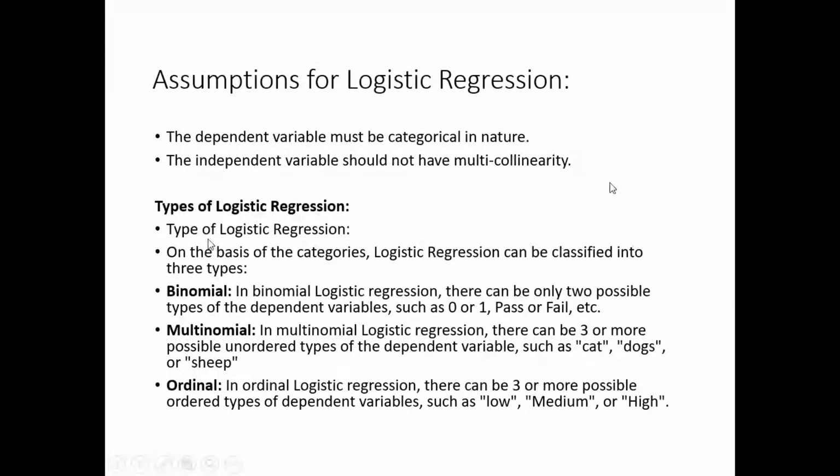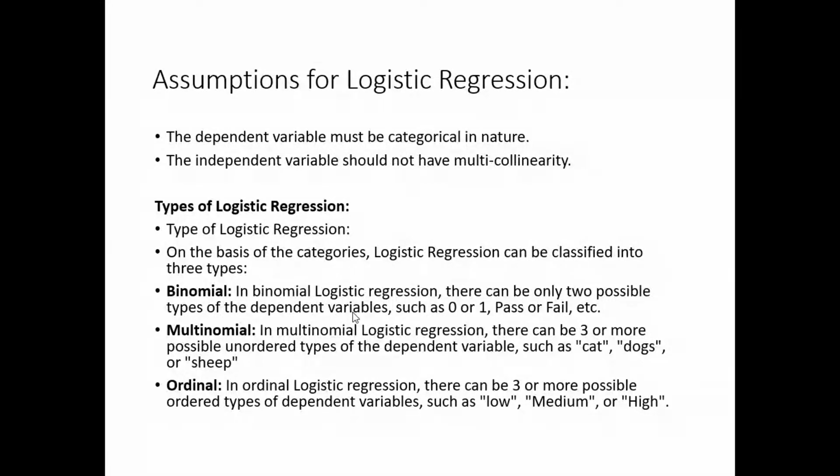Types of logistic regression on the basis of categories. Logistic regression can be classified into three types based on the categories. One of them is binomial logistic regression. In this one, there can only be two possible types of dependent variables. It may be x, y, or x, z, any value that you are taking. What are dependent variables? X or y?